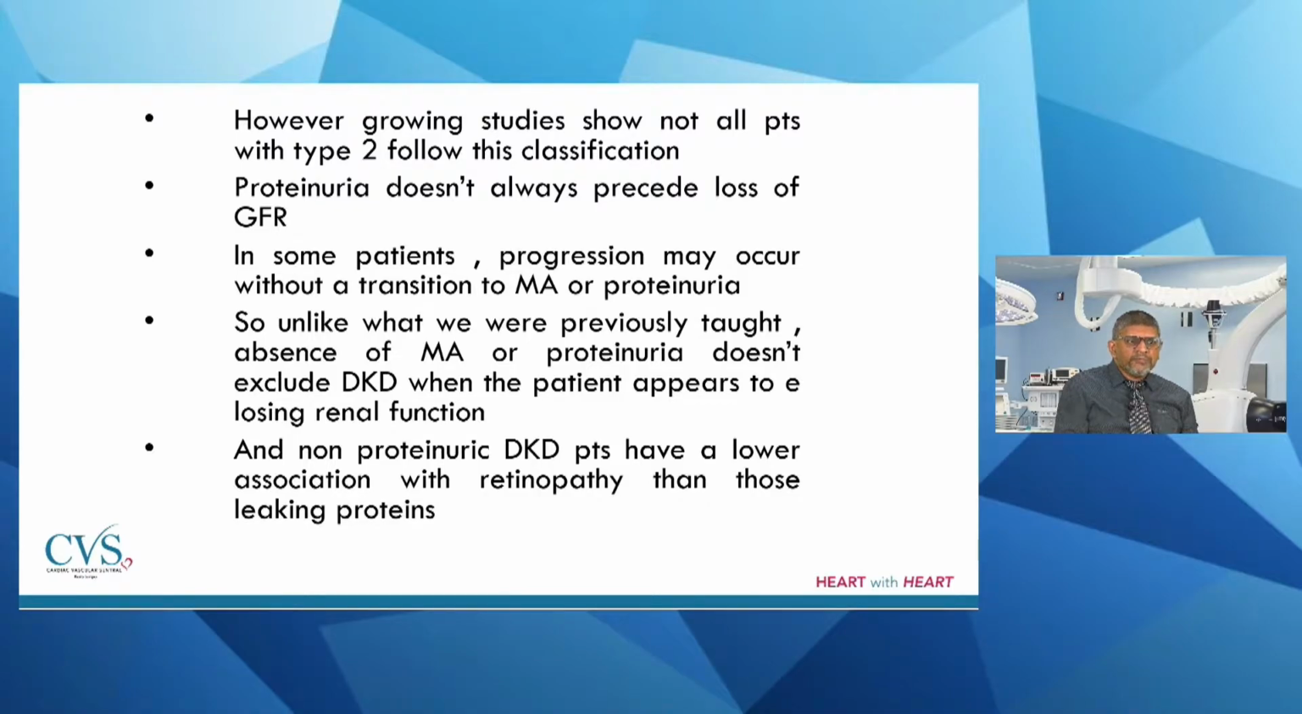And the other thing that we have always been taught is that a large percentage of patients who develop nephropathy also have retinopathy, because both are underlying microvascular conditions, so they are always thought to be associated. Again, the non-proteinuric type of diabetic kidney disease has a lower association with retinopathy. So you don't have retinopathy, you don't have proteinuria, you don't have microalbuminuria, but just a falling eGFR can actually be a part of diabetic kidney disease.